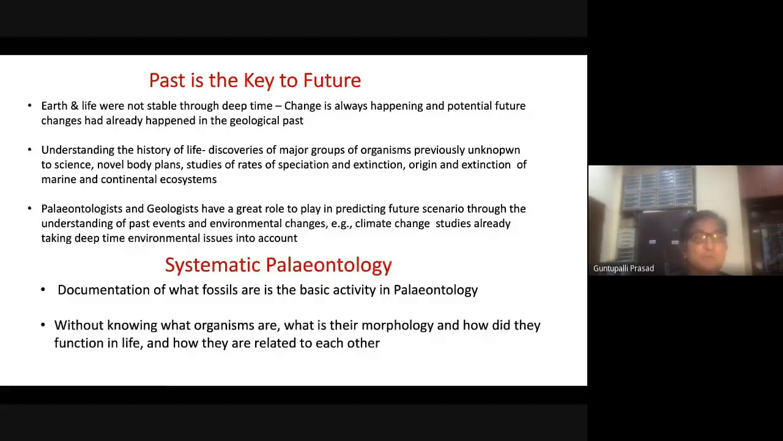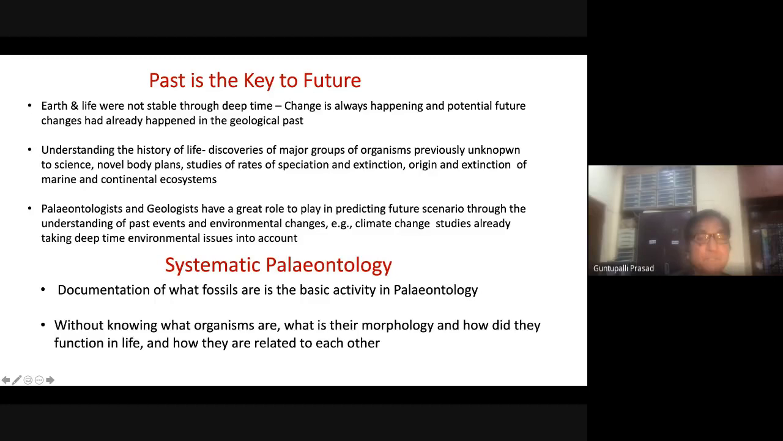Also, in the fossil record, we'll find lots of novel body plans which are not known, and we want to understand how these body plans had evolved and how they are related to the modern forms. So paleontologists and geologists have a great role to play in predicting future scenarios through the study of past events, like most of these extinction events, and then after the extinction, how the animals recover. So that is also important. How the environmental changes have taken place in the past, those are the things which are important in future.